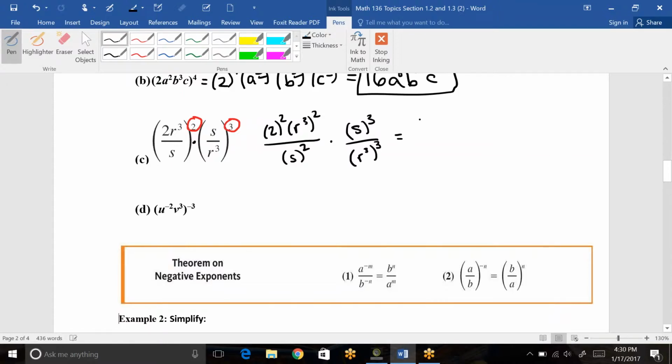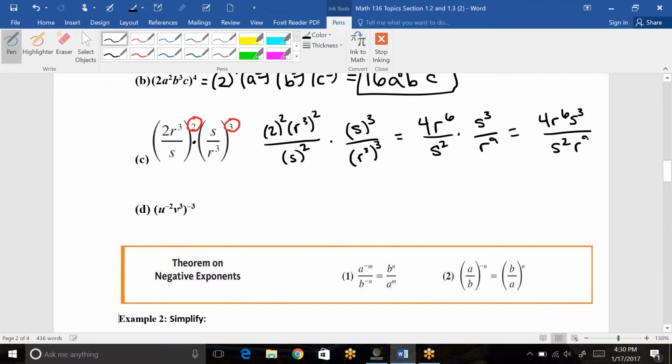2 squared is 4. r to the 3 times 2 would be 6. s squared would just be s squared. And I know my s's sometimes look like 5, but these are s's. And then this is just s to the third on top. And 3 times 3 would be r to the ninth on the bottom. When you multiply fractions, this is a review: you multiply top times top, bottom times bottom. That would just be written across as everything on top, everything on bottom.